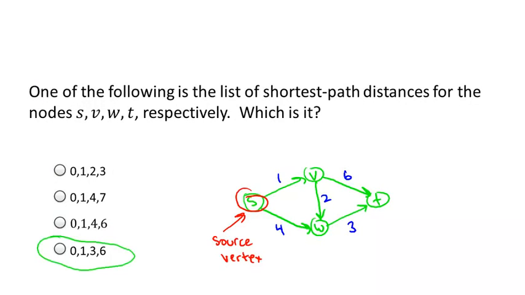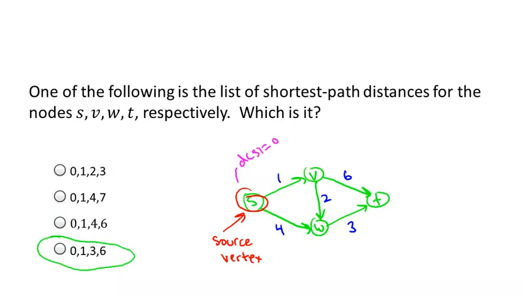All right, so the answer to this quiz is the final option, 0, 1, 3, 6. To see why that's true, well, all of the options had 0 as the shortest path distance from S to itself, so that just seemed kind of obvious. The empty path will get you from S to itself and have 0 length.